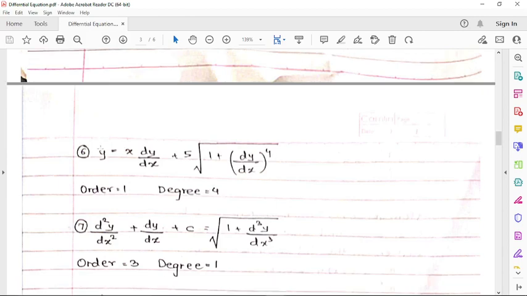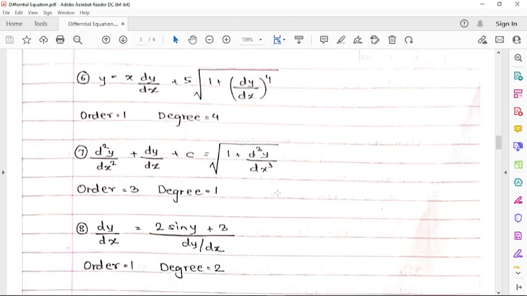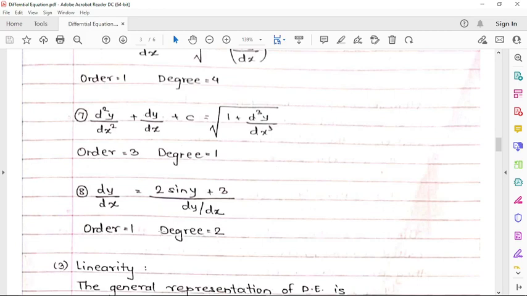So just rearrange this equation and see what happens when we make the square. This is not the proper format. We have to first arrange this differential equation in proper format. So the highest order is 3, and when we make the square, the degree is 1. Here also we have to keep dy by dx at one place, right? So the order is 1 and it will be squared, so the degree is 2. In this way we can find the order and degree of a differential equation.